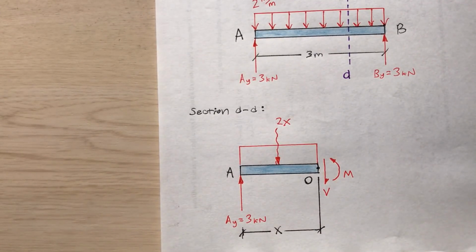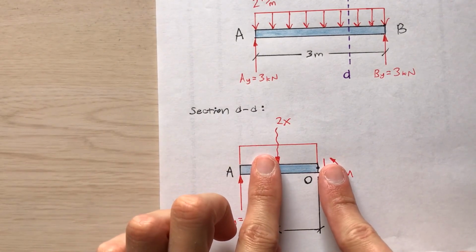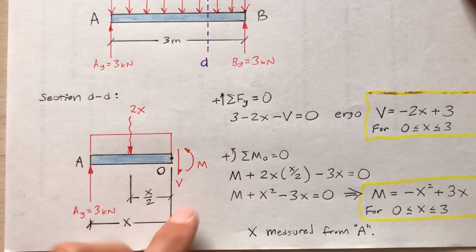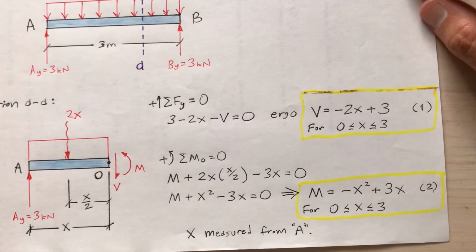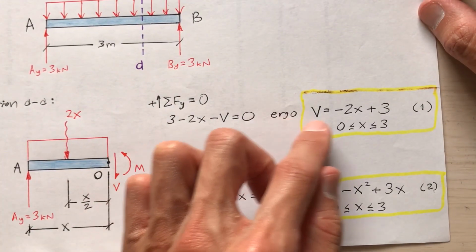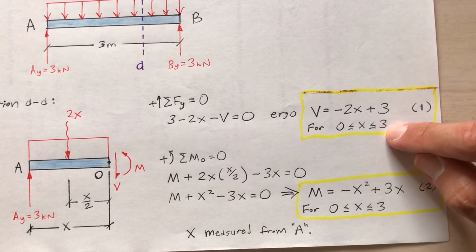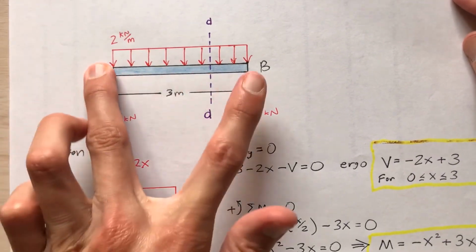Okay, so for the equilibrium of this segment, I need the sum of the forces in the y direction and the sum of the moments about point O. So I'm going to derive some equations for those. I'm also going to show the dimension here, x over 2. I find the sum of the forces in the y direction for this segment: 3 going up, 2x going down, V going down. Solving that for V, V is negative 2x plus 3. Call that equation 1. That is for x between 0 and 3. x is measured from point A, so x is between 0 and 3.